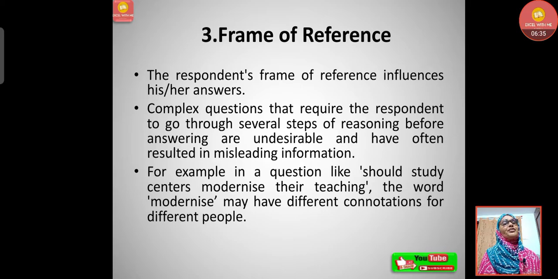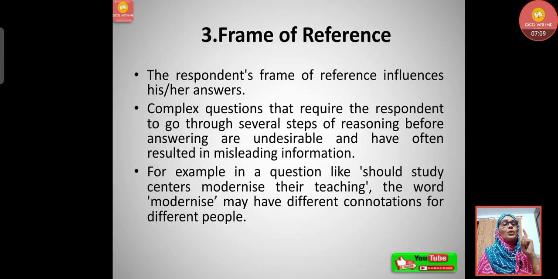The respondent's frame of reference influences his or her answers. Obviously, that reference definitely will influence. Complex questions that require the respondent to go through several steps of reasoning before answering are undesirable and have often resulted in misleading information. For example, in a question like, should study centers modernize their teaching? The word modernize may have different connotations for different people.